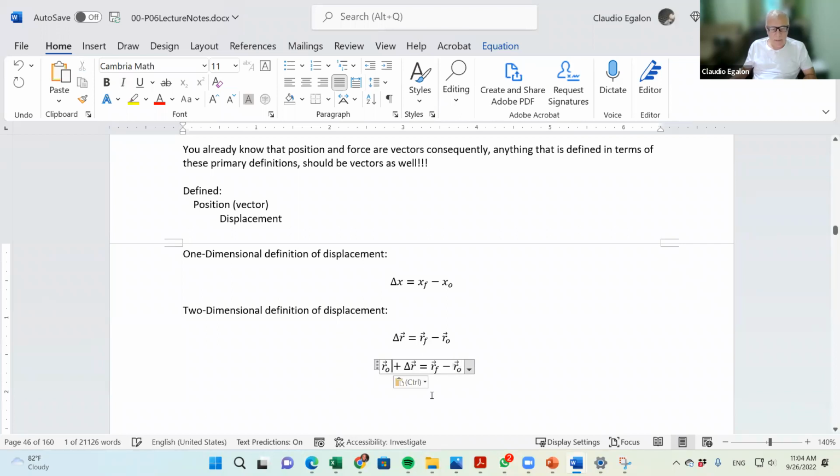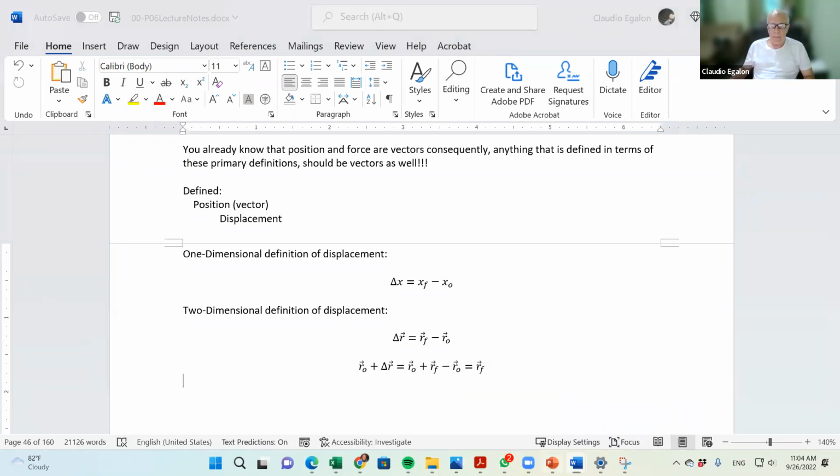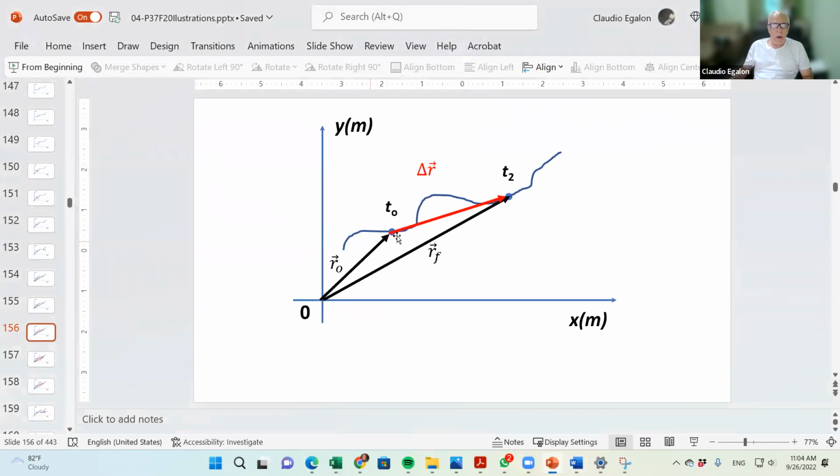R naught plus delta R is going to be what? All you have to do is put an R naught here in front. And look what happens. These R naught cancel out with the other R naught, and it is indeed RF. So our notation is correct, it's consistent. R naught plus delta R is indeed RF. That's one way of looking at that.